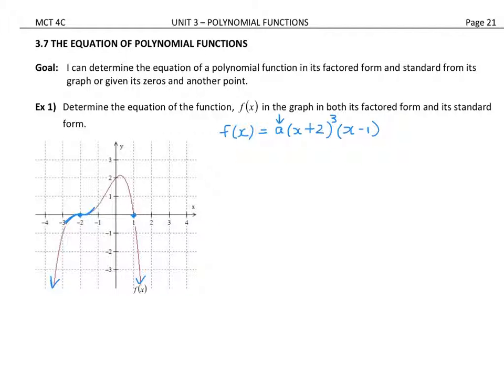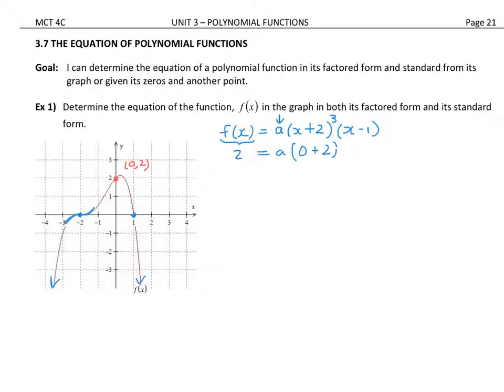And what we need is a point other than one of those x-intercepts that lies on this particular function. And if I look at my graph, it appears to be passing through a y-intercept of 2, which gives us an ordered pair of (0, 2). So that means we can put 0 in where x is and 2 in where the y is, or what f of x is. This, remember, is just y.